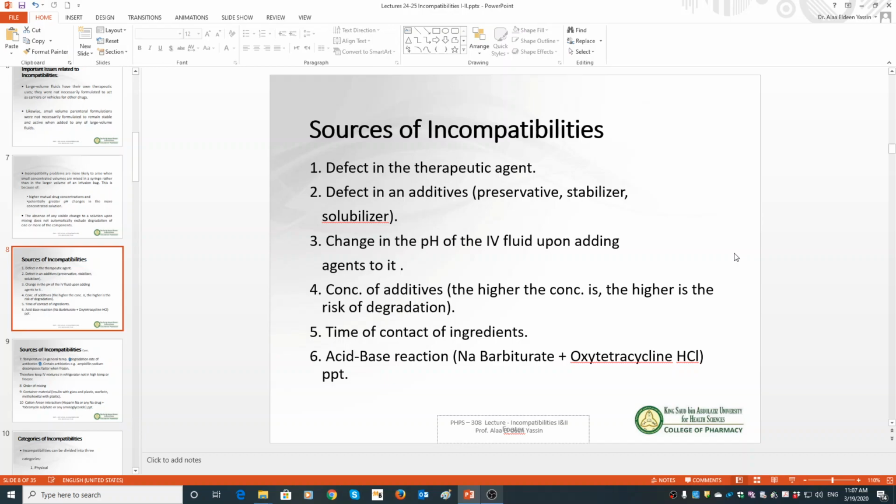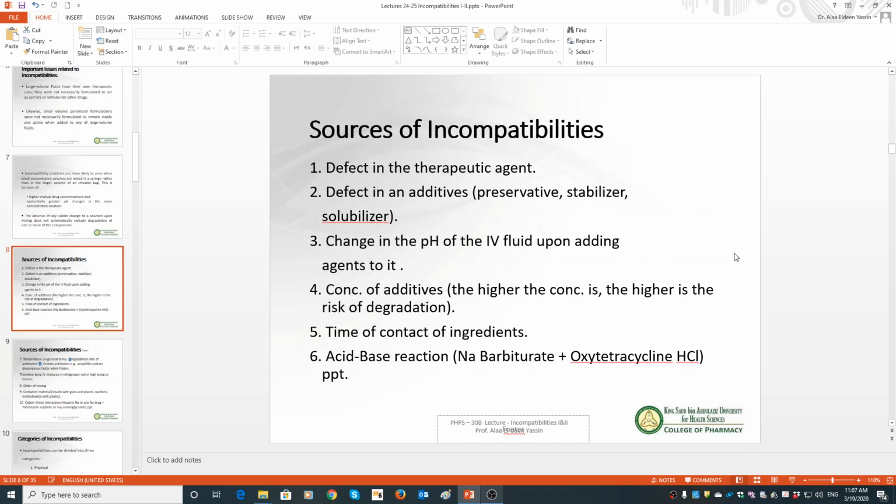The time of contact of the ingredients you're mixing: the longer the time, the higher the chance of incompatibility. So you always minimize the time of mixing, the time of interaction. If you are going to mix, you should mix with the shortest time to avoid the possibility of interaction.